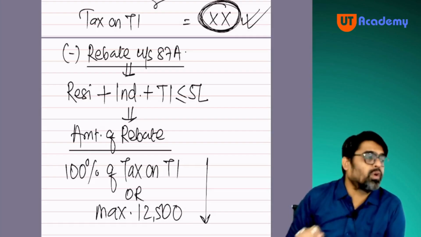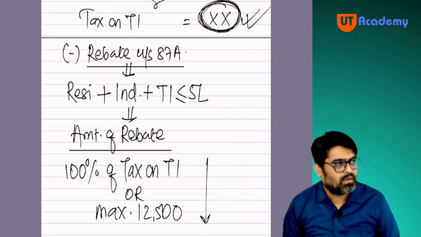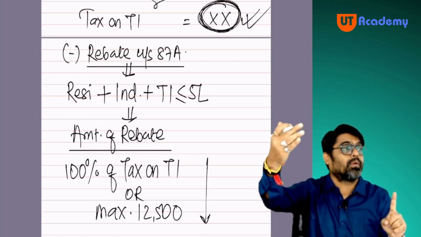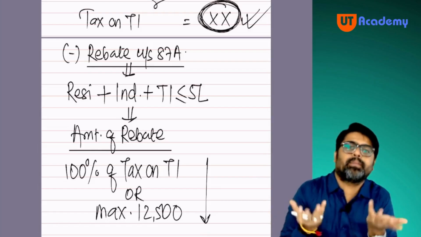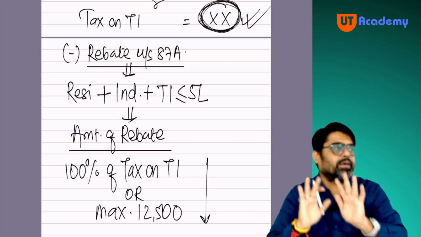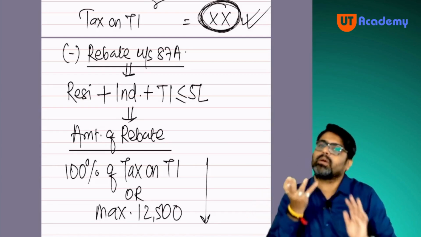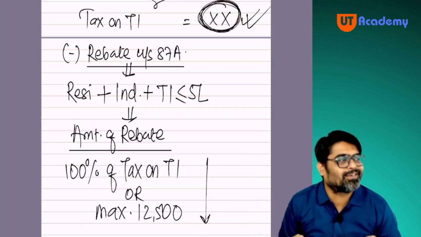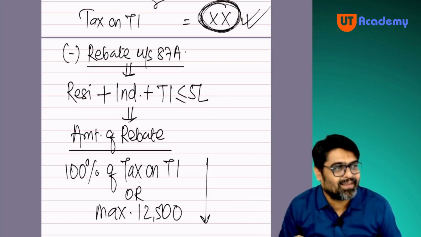So who is going to get the rebate? Everyone will get the rebate, no? Only a resident individual who is having a total income of 5 lakhs or less is going to get the rebate. How much rebate he is going to get? Either the entire amount of tax or maximum 12,500, whichever is lower. Understood? So after taking the rebate, some tax is there, pay that tax plus 4% cess, health and education cess. Do you remember that?